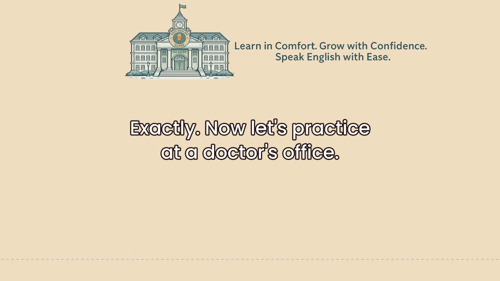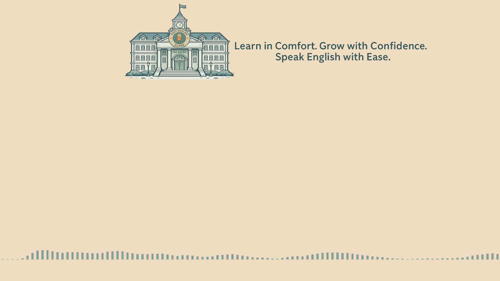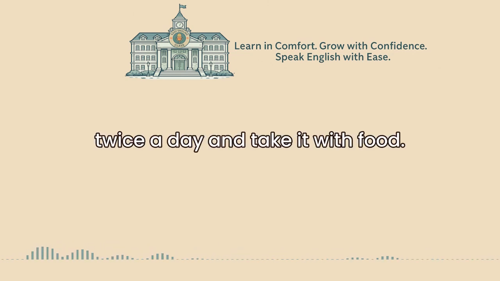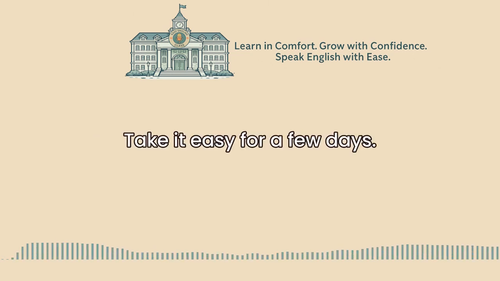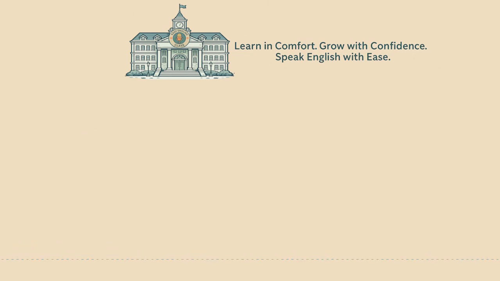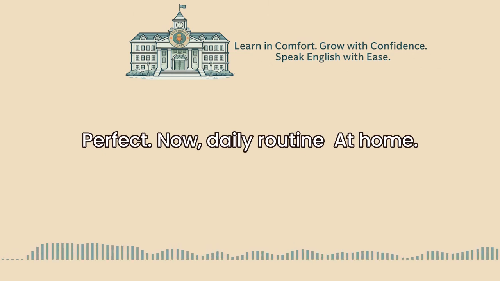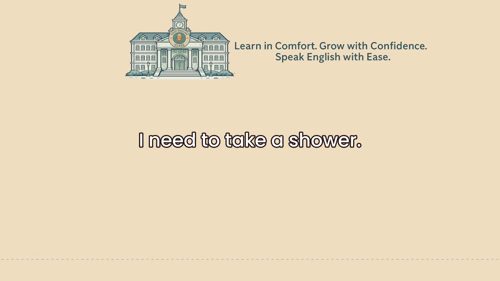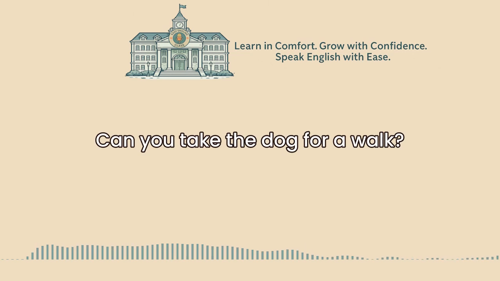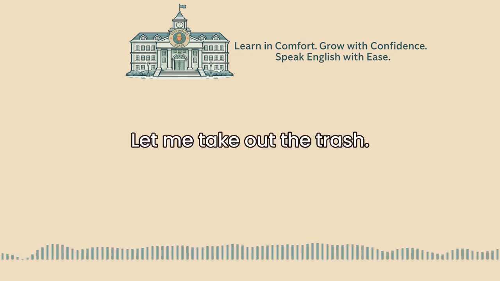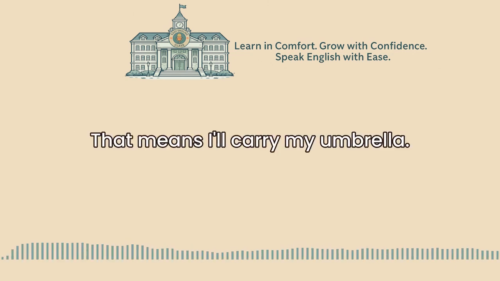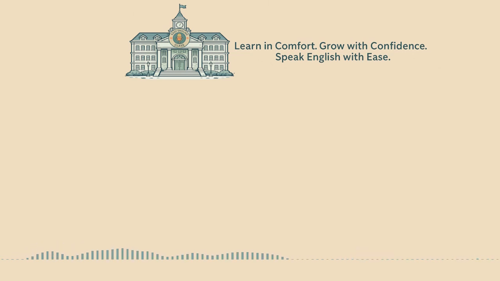Exactly. Now let's practice at a doctor's office. The doctor says, take this medicine twice a day and take it with food. Take it easy for a few days means rest and don't work too hard. Perfect. Now, daily routine at home. I need to take a shower. Can you take the dog for a walk? Let me take out the trash. And I'll take my umbrella, it might rain. That means I'll carry my umbrella.